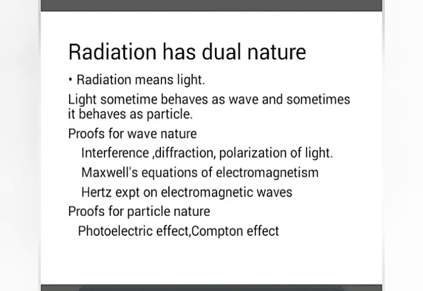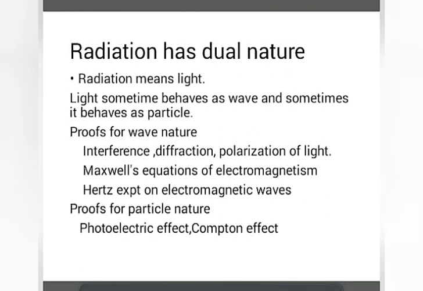Next, proofs for wave nature of light. Certain optical phenomena such as interference, diffraction and polarization of light establish the wave nature of light. The second proof is Maxwell's equations on electromagnetism, and the third one is Hertz's experiment on electromagnetic waves. These confirm the wave nature of light.